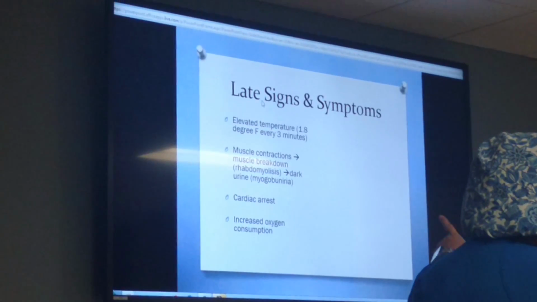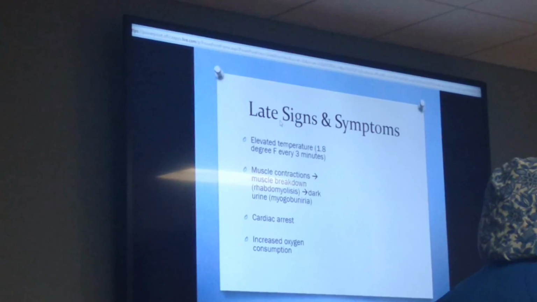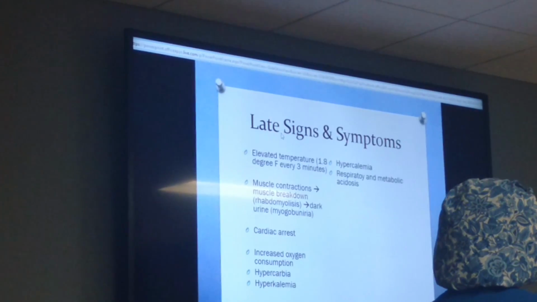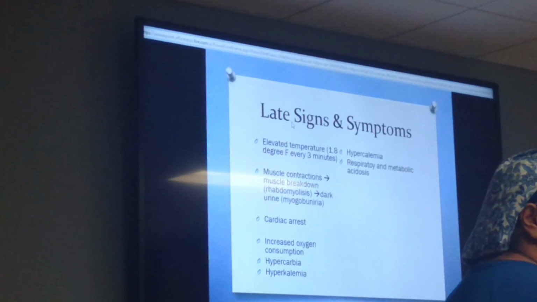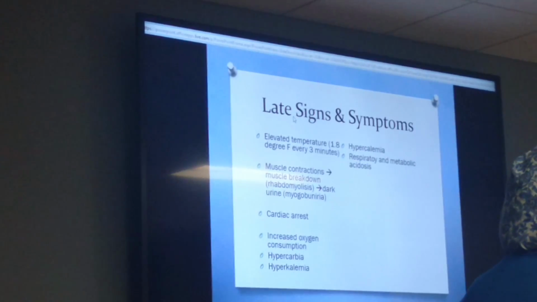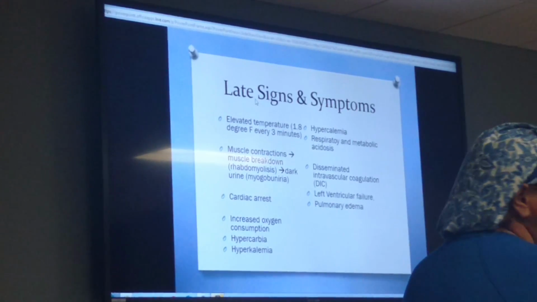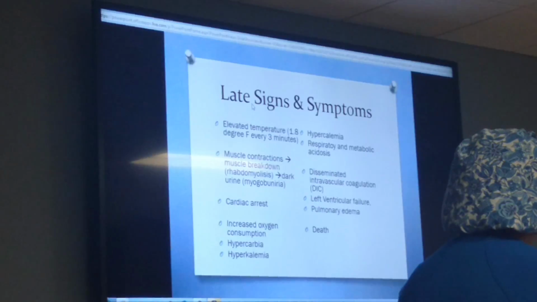You get cardiac arrest, increased oxygen consumption, hyperkalemia, respiratory and metabolic acidosis. So we're going to want drugs to counteract these two entities as well. So then you get DIC, left ventricular failure, and pulmonary edema, and possibly death. So when you get down to these three stages and you're finding things going on, it's very, very hard to bring these patients back.